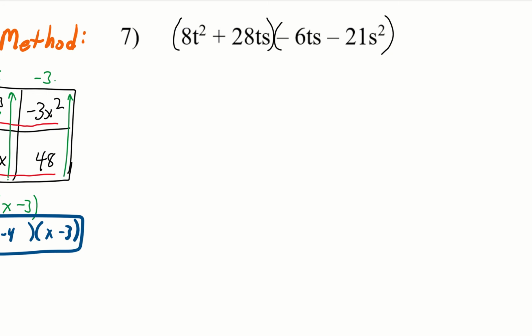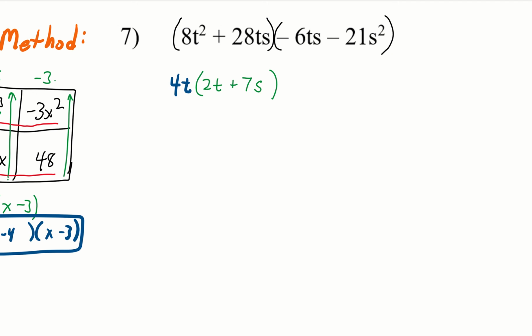Looking at 8t squared and 28ts, I noticed that they have a 4t in common. So inside parentheses, it's going to be 2t plus 7s. Again, when you distribute the 4t, you need to get those 2 terms.